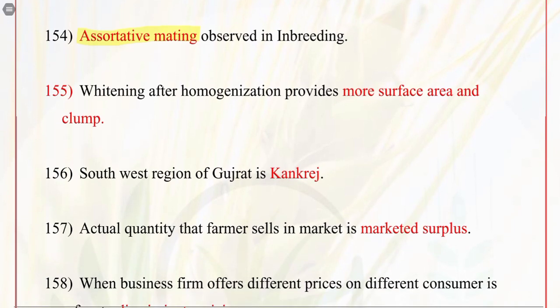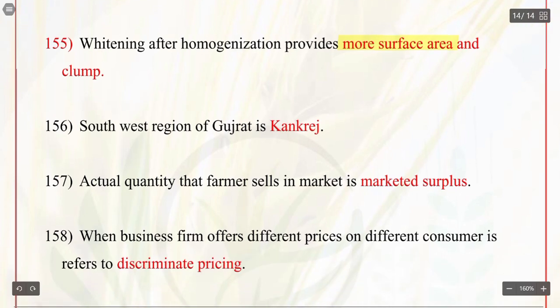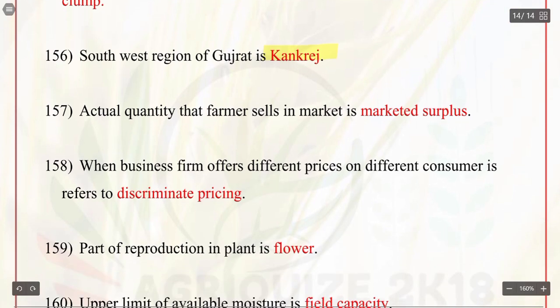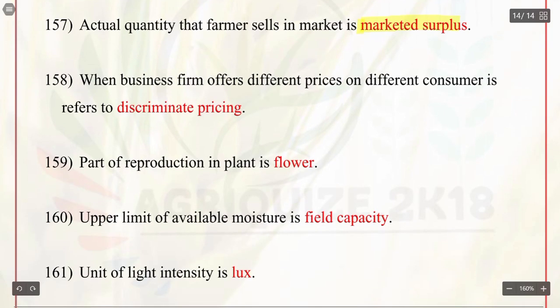Question 155. Whitening after homogenization provides more surface area and clump. Next, southwest region of Gujarat is Kankrej. Next, actual quantity that farmer sells in market is marketed surplus. Question 158. When business firm offers different prices to different customers, it refers to discriminatory pricing.